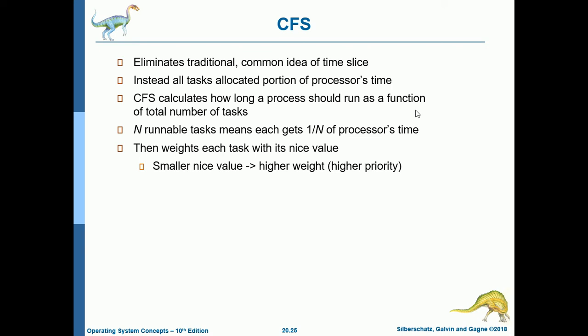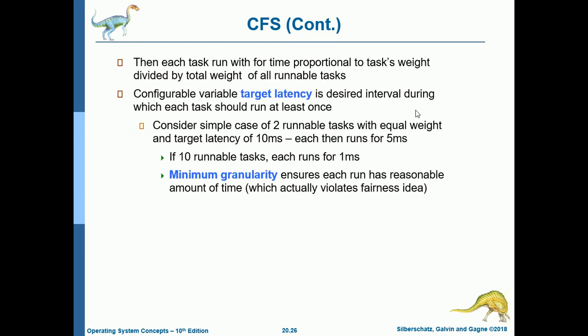So it depends upon the proportion. And then n runnable tasks means each gets 1 over n of the processor's time. Then it weights each task with its nice value. So the smaller the nice value, the higher the weight, and of course, the higher the priority. Then each task runs for a time proportional to the task's weight divided by the total weight of all runnable tasks. So the configurable variable target latency is the desired interval during which each task should run at least once.